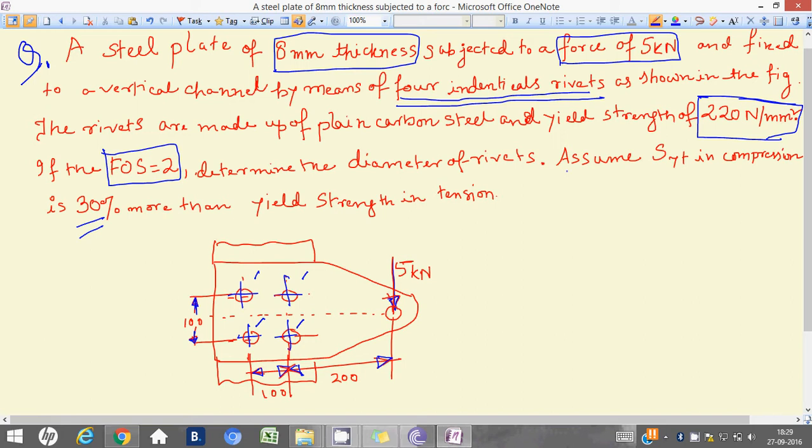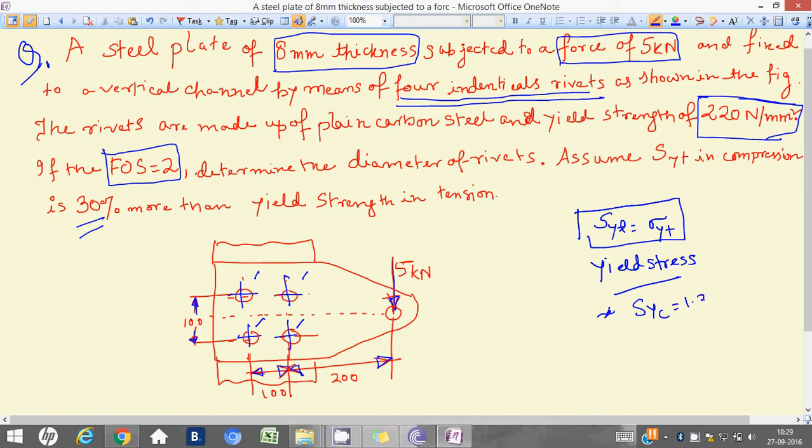Assume SYT, the yield strength in tension, is nothing but the yield stress sigma YT. In compression, SYC is 1.3 times the SYT. That is, in compression it's 30% more than the yield strength. Okay, so we'll proceed. First, estimate it.